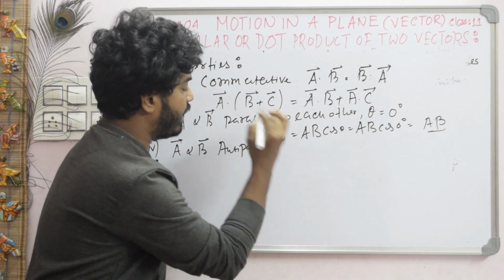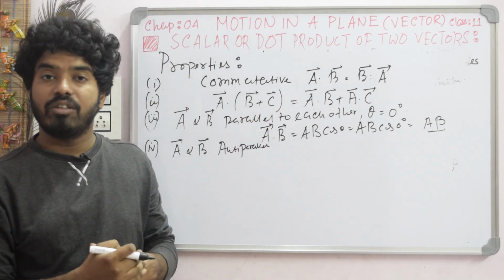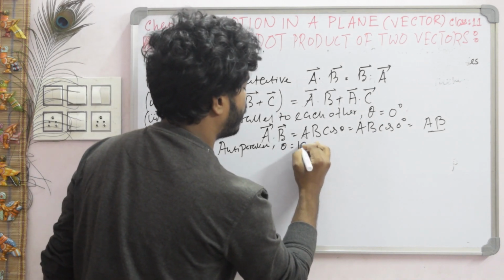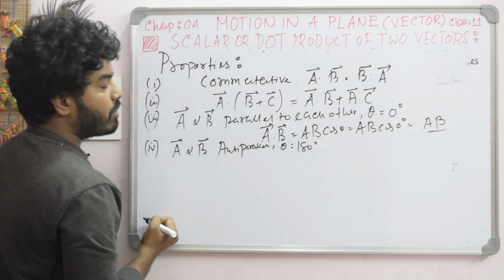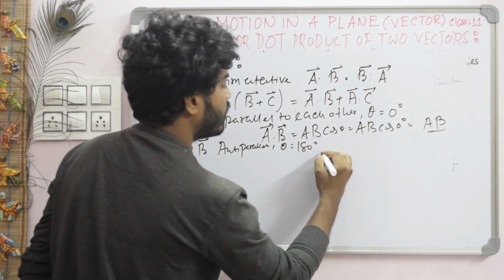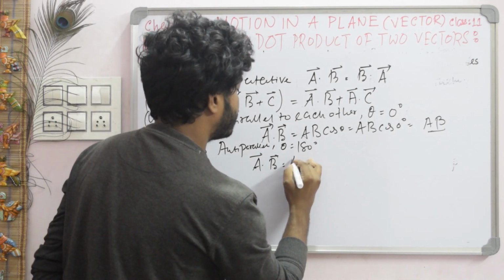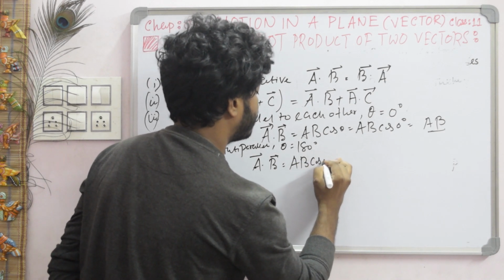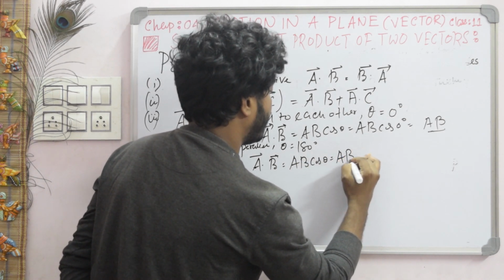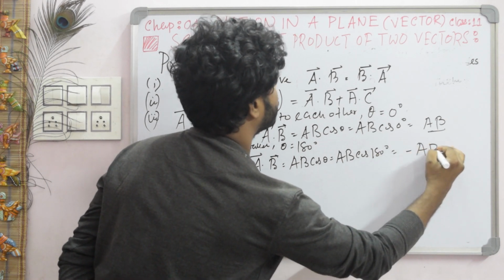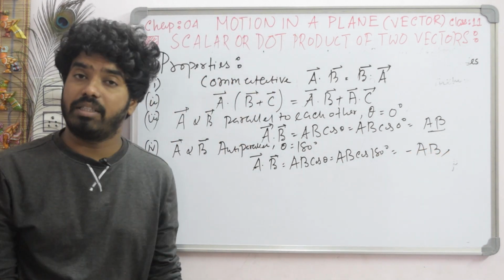that means theta is 180 degrees. So, what will be the value of A dot B? Write down. From here, the value of A dot B will be AB cos theta, you know the formula. So AB cos 180, and the value of cos 180 is minus 1. So this value gives minus AB.